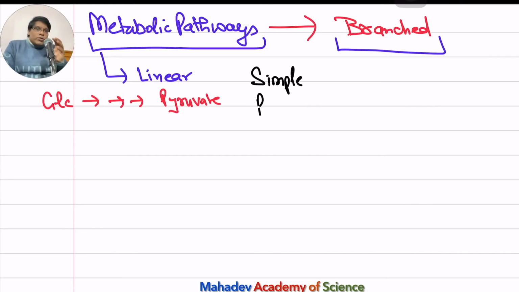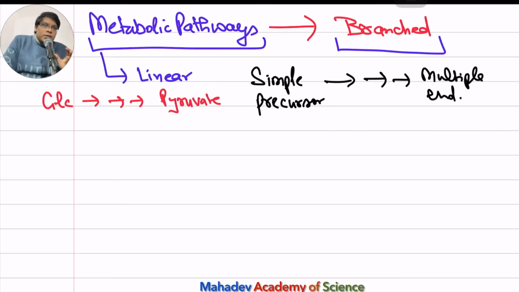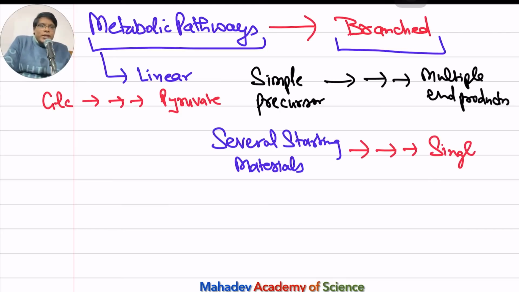So here, from a simple precursor, you are going to see synthesis of multiple end products. From a simple precursor, you are going to see synthesis of many end products. Such type of pathways give rise to many branches. So here keep in mind, metabolic pathways can be branched. Same way, from several starting materials, you can see the synthesis of a single product. So keep in mind, metabolic pathways can be linear as well as branched.